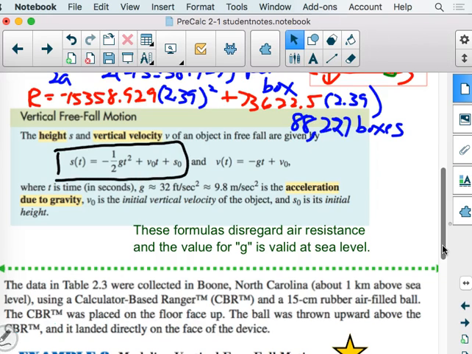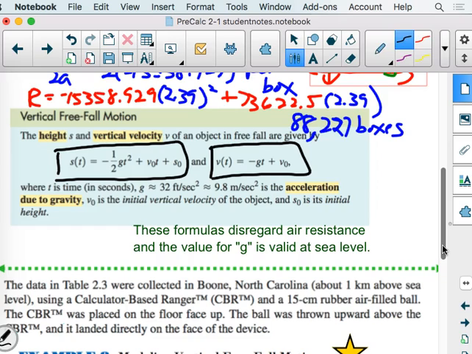S of t equals -1/2 gt squared plus v sub naught t plus s sub naught. Oh my goodness, that's a lot of variables. And v of t equals -gt plus v sub naught. Now the g shouldn't shock any of you who've been in science classes. That's gravity. Now that's part of what happens with this.